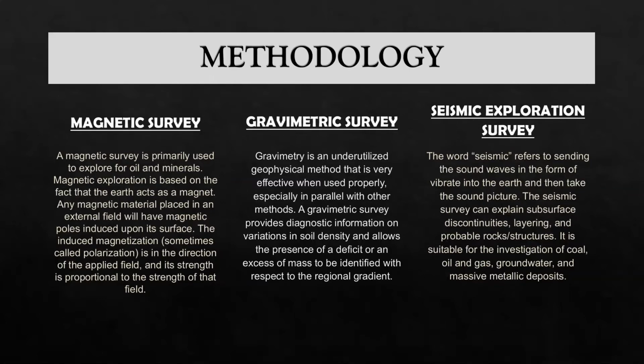Secondly is gravimetric survey. Gravimetry is an underutilized geophysical method that is very effective when used properly, especially in parallel with other methods. A gravimetric survey provides diagnostic information on variation in soil density and allows the presence of a deficit or an excess of mass to be identified with respect to the regional gradient.